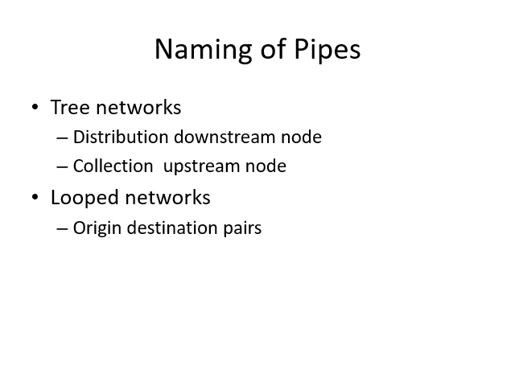Another important issue is how to name pipes. For tree networks, the naming is very easy because the direction of flow is known before we do the analysis problem. Therefore, distribution, downstream node, and collection, upstream node, are used to name the pipes, because we don't need to have different names as in looped network. But for looped network, the only way we specify a pipe is to decide the origin destination pairs, which can change according to the external conditions.